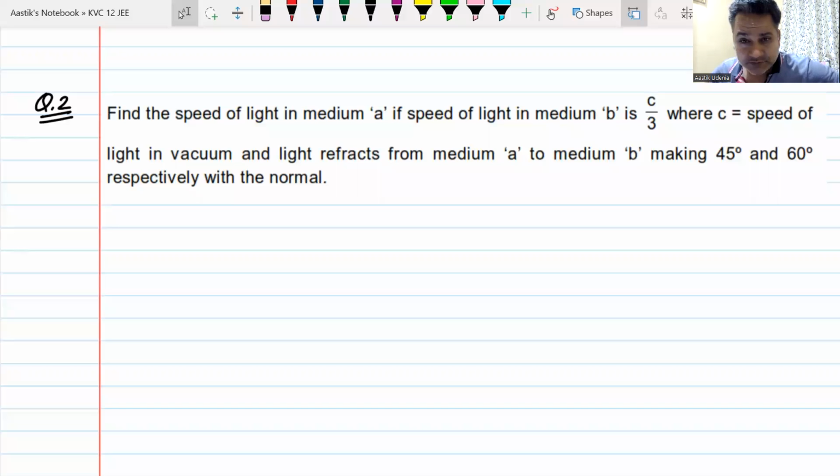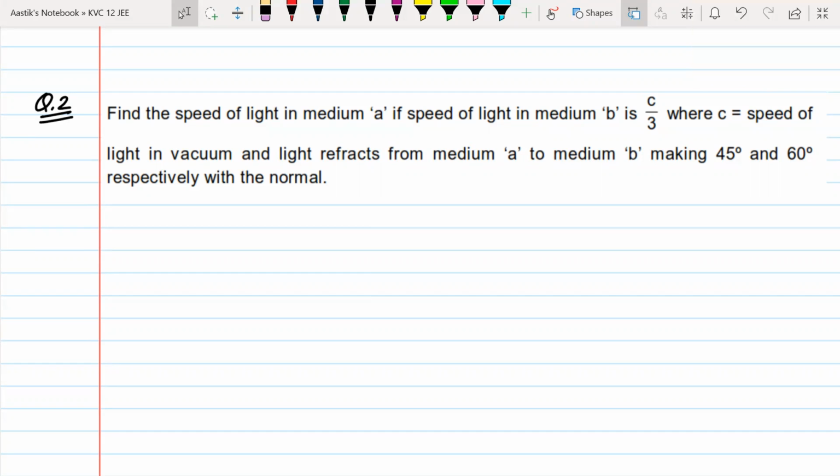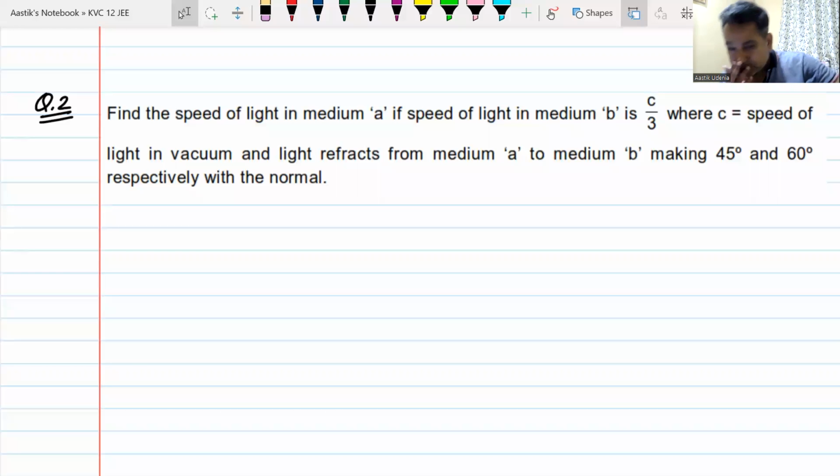So this is the next question. We have to find the speed of light in medium A. We know the speed of light in medium B, and we know that the light is passing from medium A to medium B. I'll give you 2 minutes to solve this. Tell me the answer. C into root 2 by 9. I think there is something missing there. Maybe you have missed a small point somewhere. Can you try again?